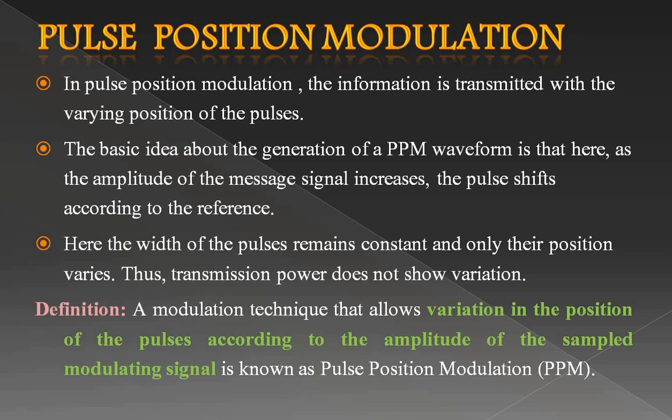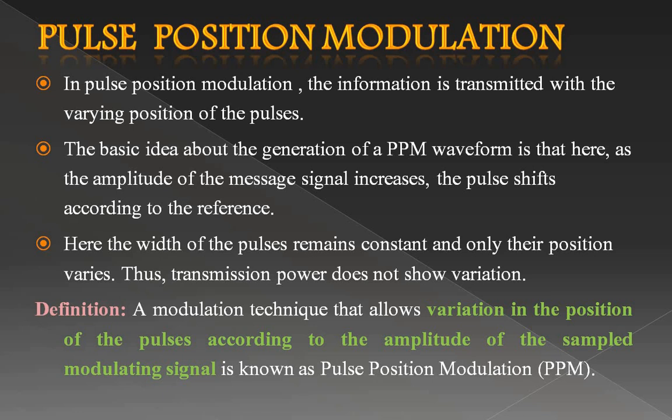So thus the power transmission does not show variation, whereas in pulse width modulation there is variation in the power transmission. Whenever the amplitude of the message signal is varying, the width is also varying. That means your bandwidth is increased. That is one disadvantage: we require larger bandwidth, and the power is also varying, so we require more power. Those are the two disadvantages that we have in the pulse width modulation technique.